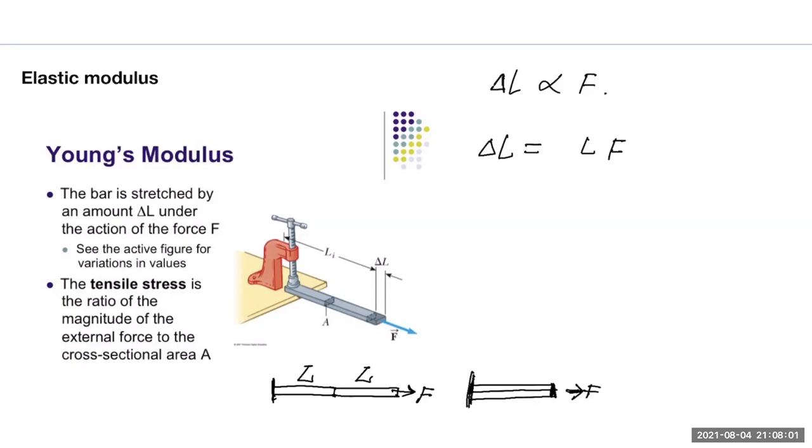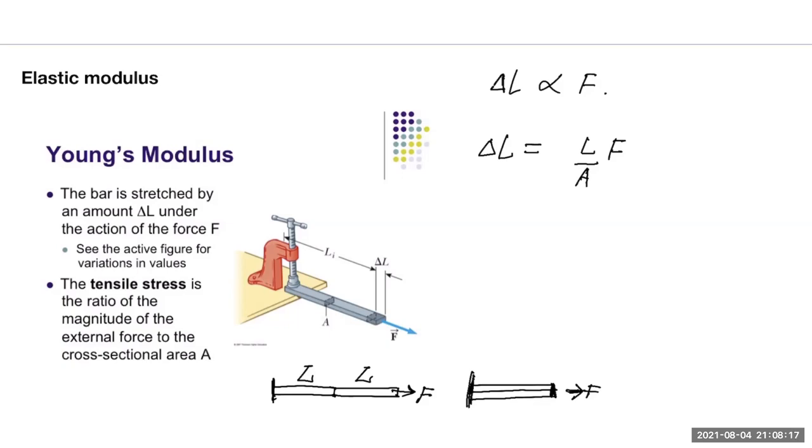So A doubles, delta L is half. So delta L is inversely proportional to A. Does that make sense? So this is how delta L depends on the geometry of the rod, the length and the cross-section area, and also the force.